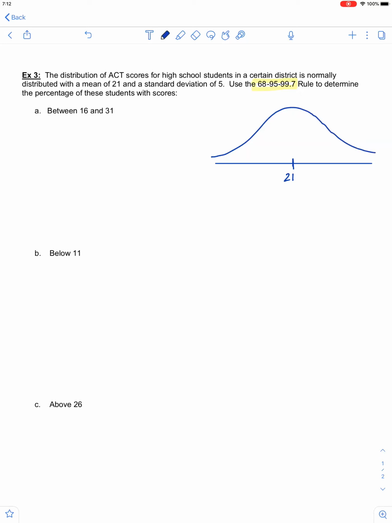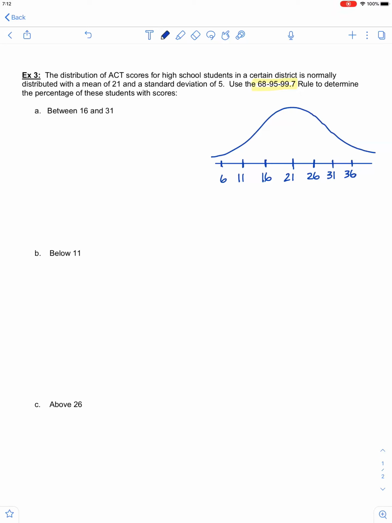And your standard deviation of 5, that means one standard deviation above would be 26. Two standard deviations above would be 31. I'm just adding 5. And 3 standard deviations above would be 36. One standard deviation below would be 16. 2 standard deviations below would be 11. And 3 standard deviations below would be 6. So notice the difference in all of those is 5 points.